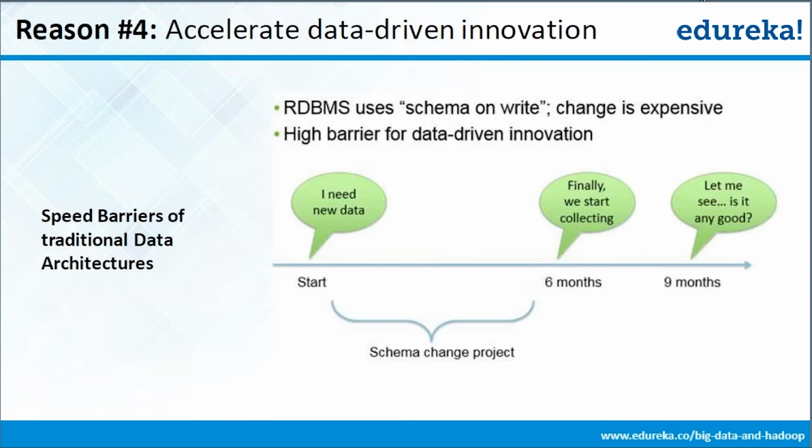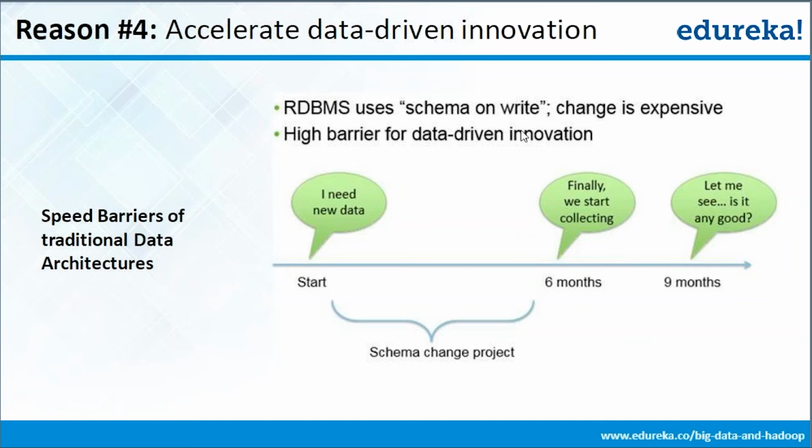Okay, RDBMS uses schema on write, whereas change is expensive, a high barrier for data-driven innovation. Speed barriers of traditional data architecture: I need new data, finally we start collecting, let's see, is it any good, correct? So RDBMS has schema on write, meaning without even inserting the data, before you insert the data, you need the schema in place. So any change, you need to go to the DDL and make all those changes. It is quite expensive, and that's not the way we work today, right?